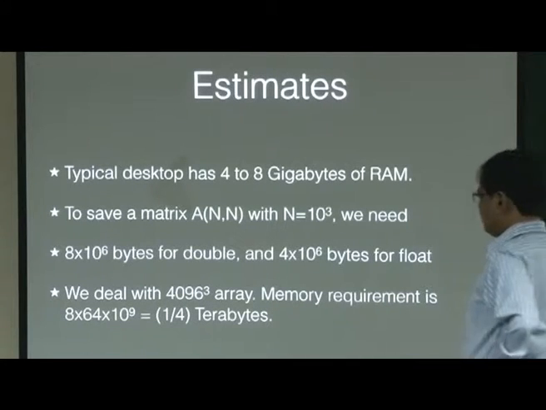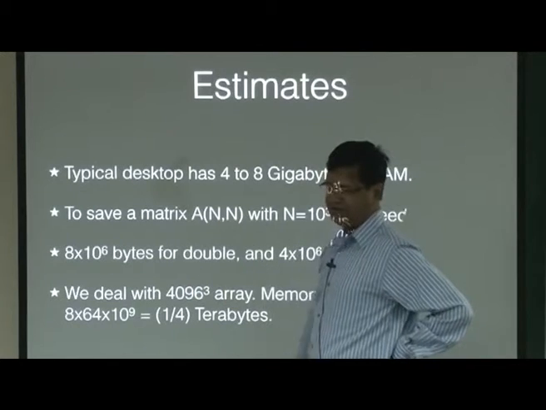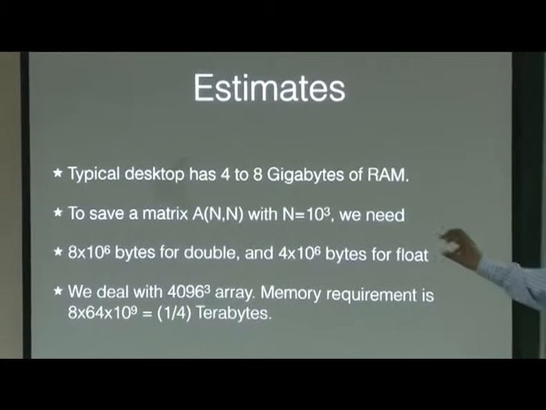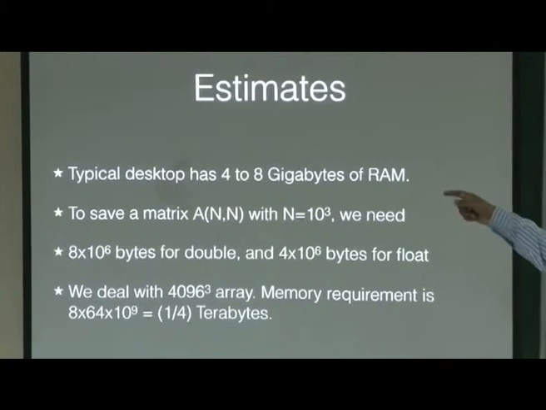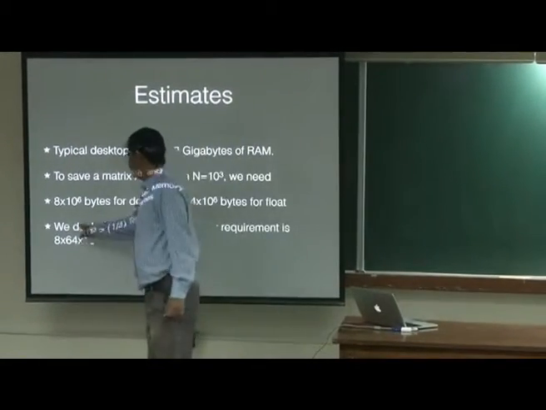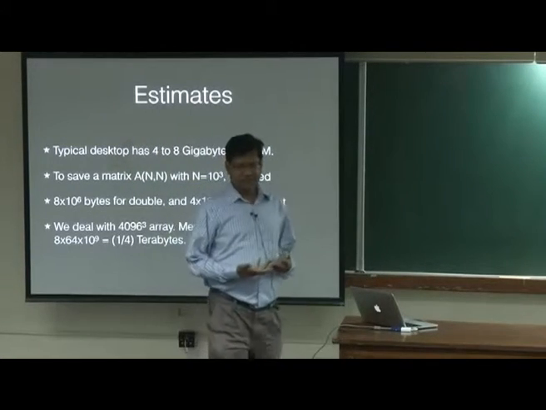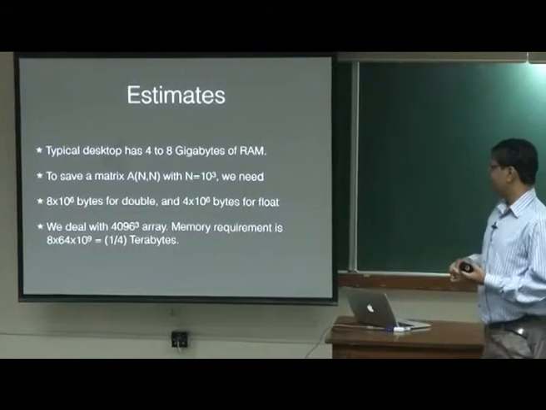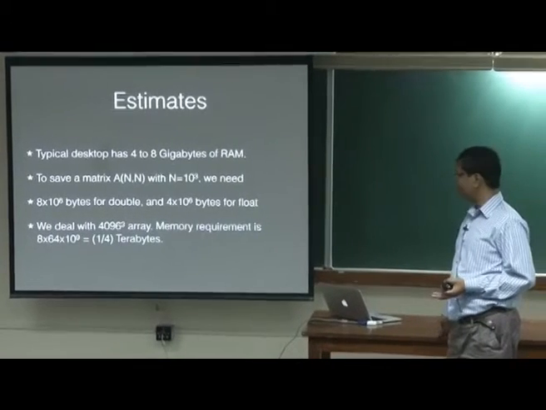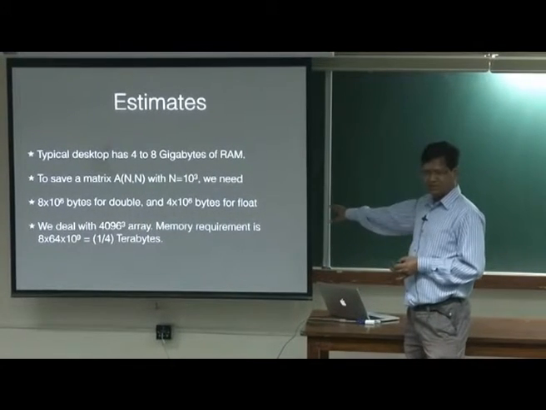Now, it is not uncommon that we program on such an array. So, 4000 cube. How much RAM is required? How many data points are there? 4096 you can approximate to 4000. So, 4 cube is 64, so 64 billion data points. Now, each of them is 8 bytes, double. So, it requires 1/4 terabytes, which is impossible in a laptop or a desktop computer. So, you need a supercomputer for this application.